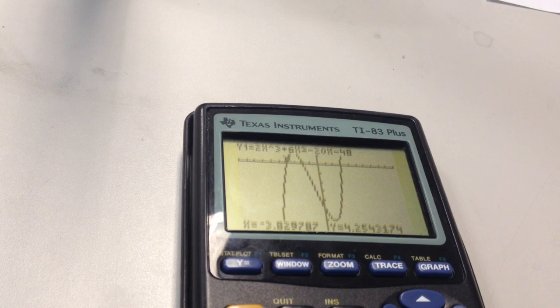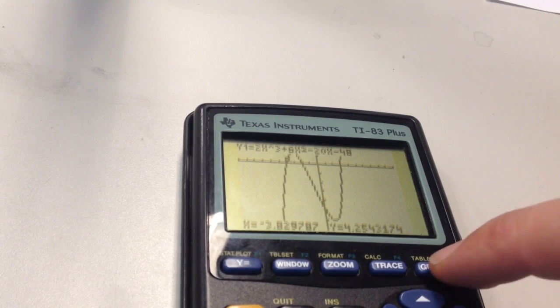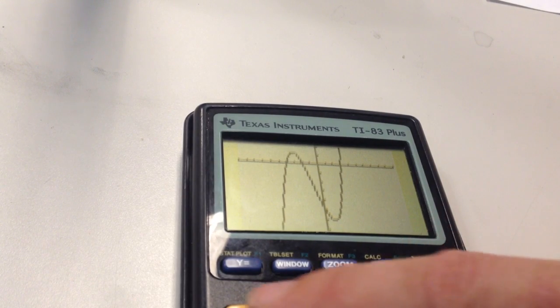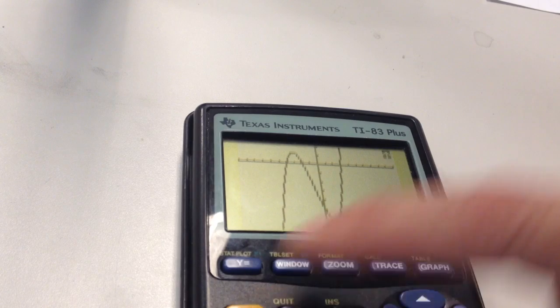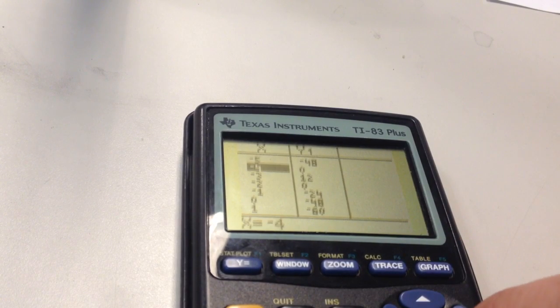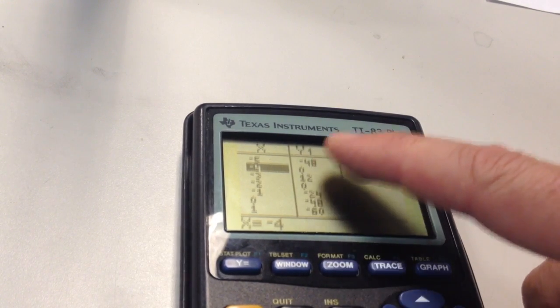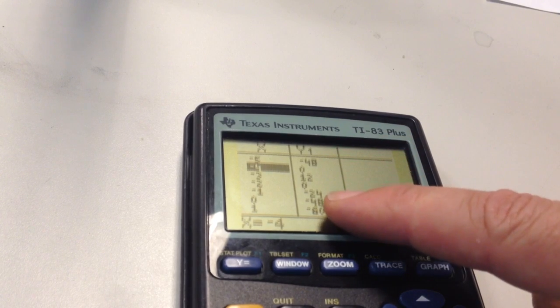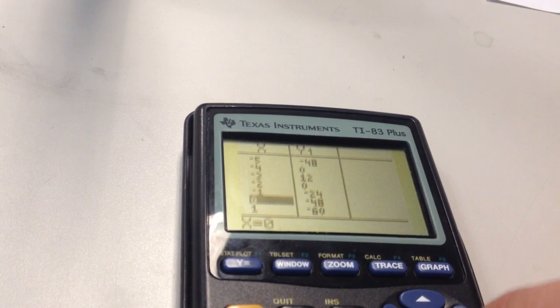I don't know. Okay. Well, if it's an integer value, where did we just see integer values a second ago? Table. If we go back to table, I can look through there and say, oh yeah, -4 exactly is at 0, and -2 exactly is at 0, and 3 exactly is 0.